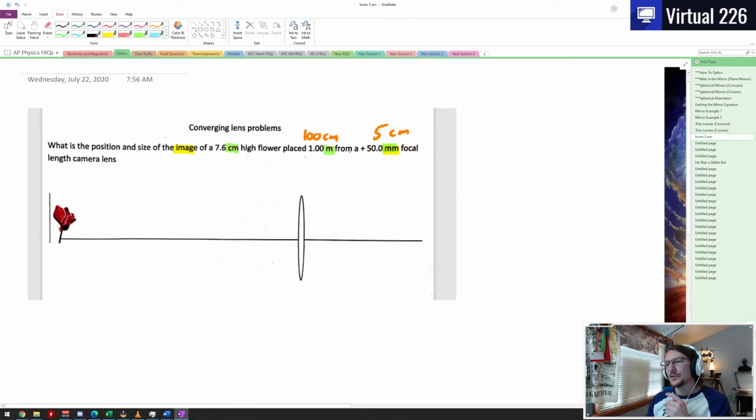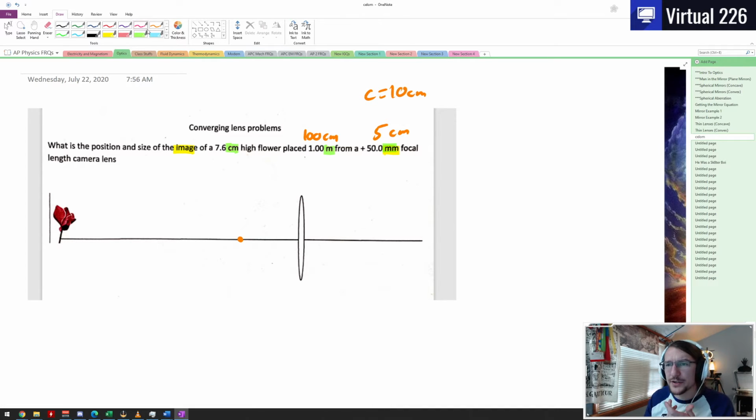There we go. So if our focal point is here at 5 centimeters, we are well outside of that. So we know we should be creating a real image here. This is something like case 1, because the center of curvature will be sitting at 10 centimeters.